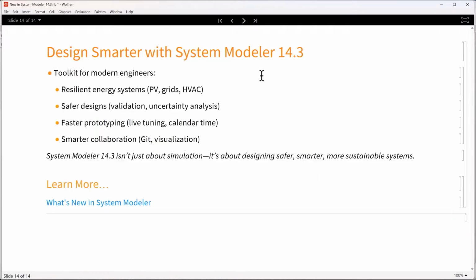So, in summary, with System Modeler 14.3, we have seen how you can build safer designs under uncertainty by validating thousands of scenarios, model climate and energy systems more easily from rooftop solar to airflow in a single room, and iterate faster with live tuning and calendar time simulation. On top of that, you also get practical improvements for visualization and collaboration, like configuration-aware icons and Git-friendly formatting.